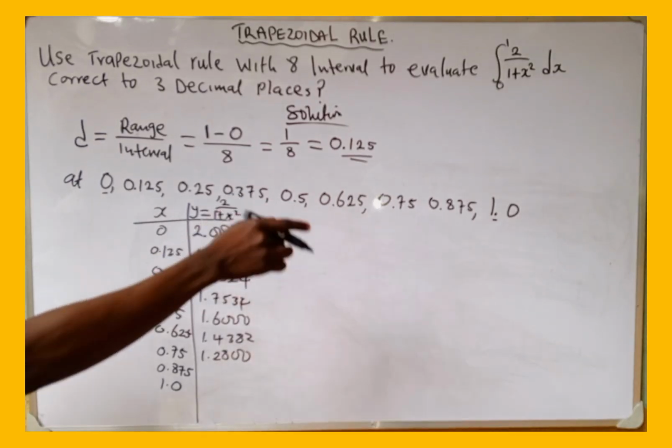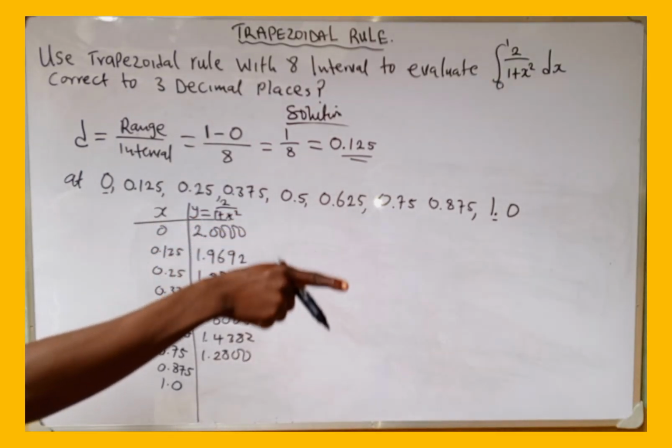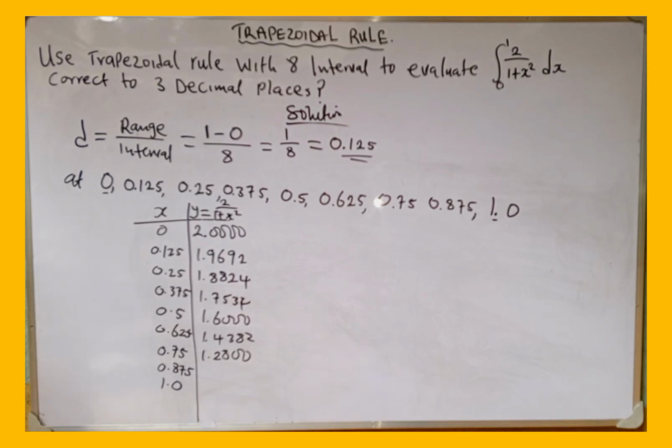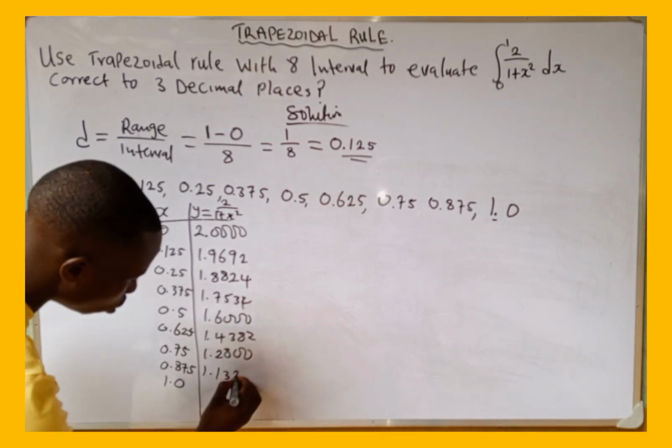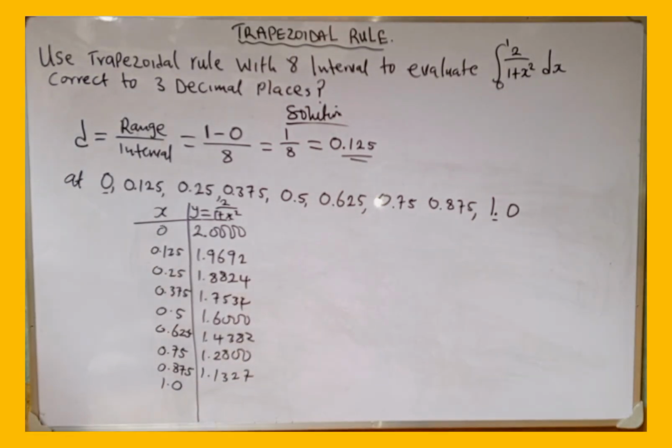You plug in here, square it, press equal to, 1 plus answer, you press equal to, then 2 divided by answer is going to give us what? 1.1327. And the last one is 1.